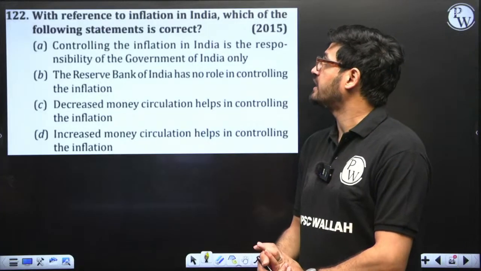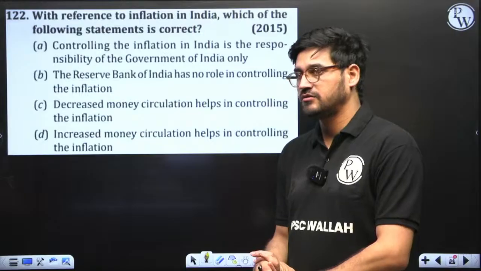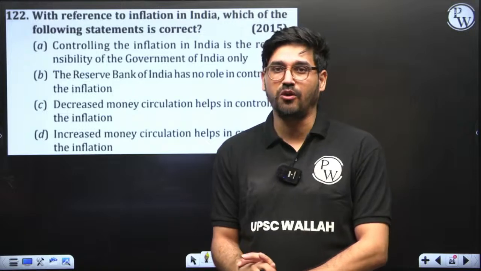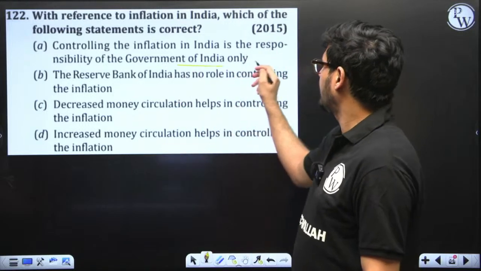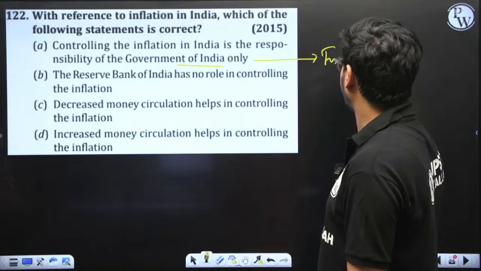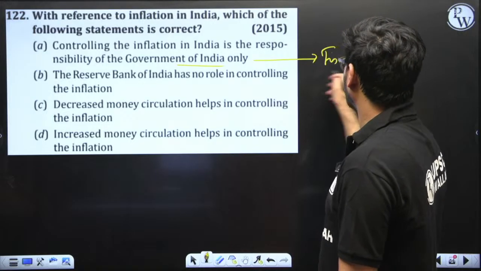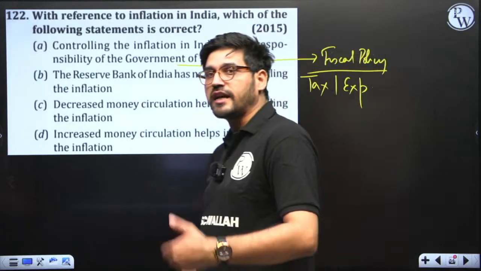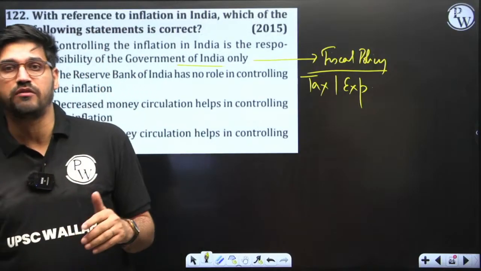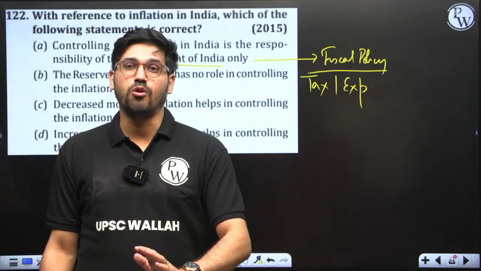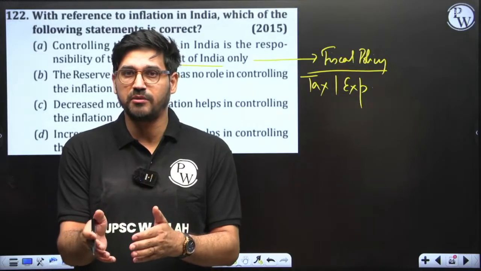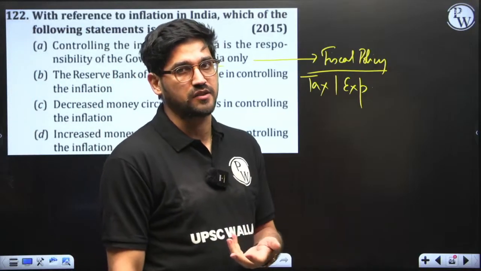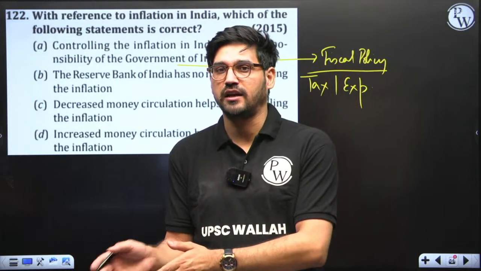With reference to inflation in India, which of the following statements is correct? First one says, controlling the inflation in India is the responsibility of the government of India only. Like I said, the government of India has at its disposal what is called fiscal policy, which essentially deals with two things, taxation and expenditure. In context of inflation, you have to create a scenario where there is less money chasing more goods, right? So there is a role the government can play. In case of inflation, the government is going to follow a contractionary fiscal policy, which is, of course, counter-cyclical also, right?